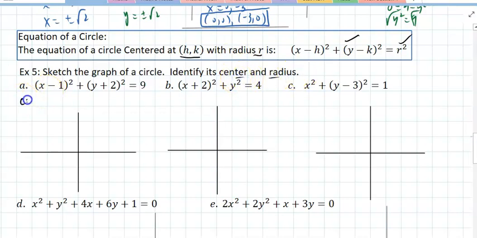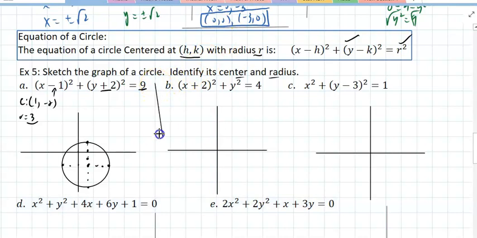The center for this problem is the opposite of the x, the opposite of the y, and the radius, what do you square to get 9? 3. So graphing is fairly simple. Move to the center, which is (1, -2). Move 3 in all directions: 1, 2, 3. Connect that with a smooth curve, and there's my circle.